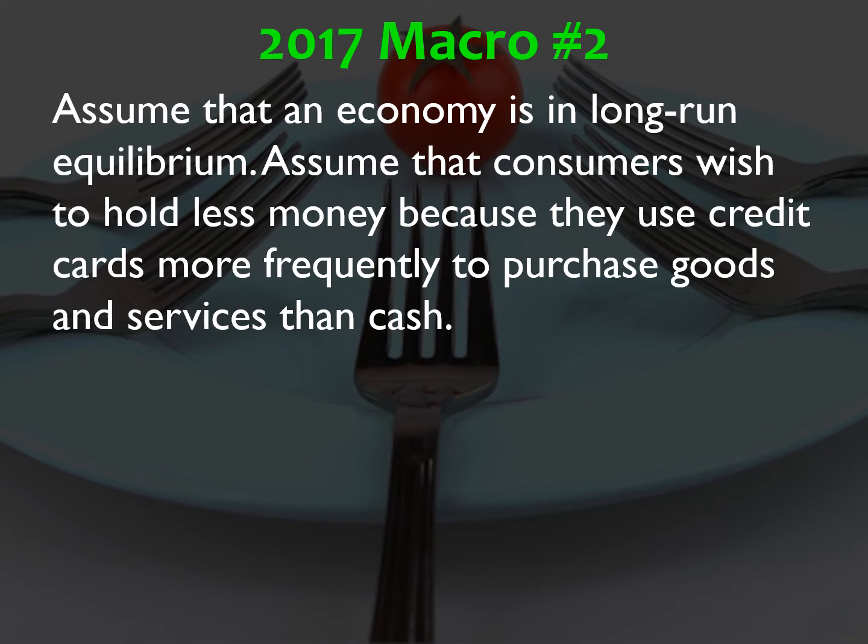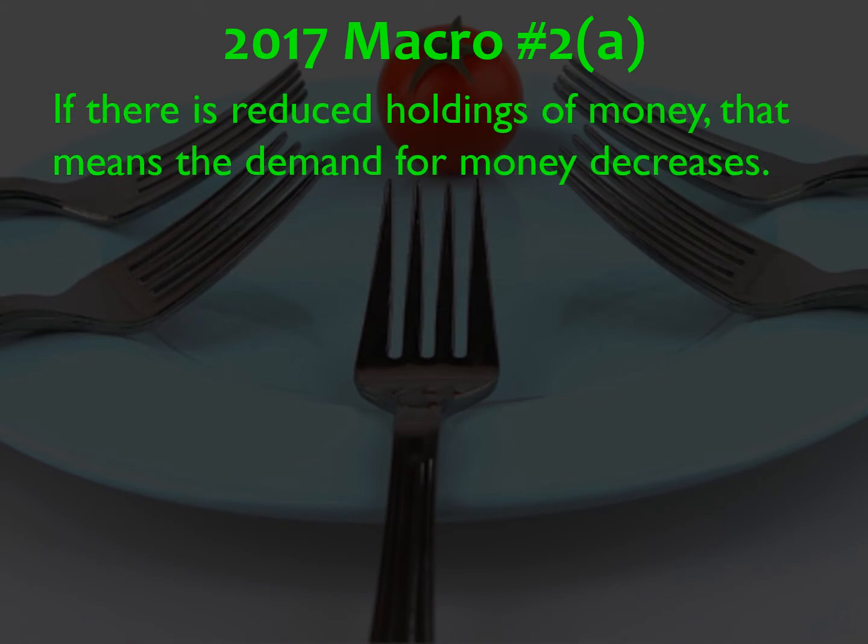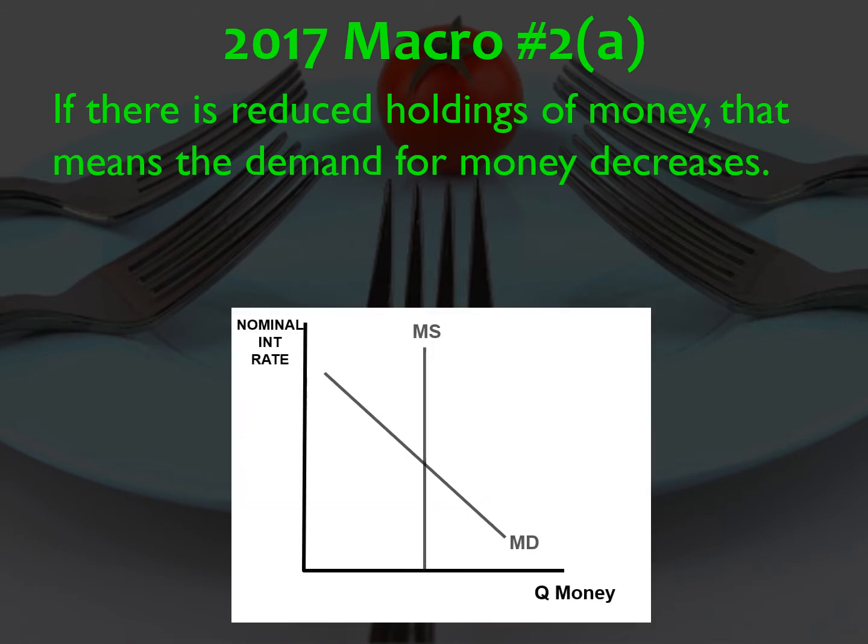A, draw a correctly labeled graph of the money market and show the effect of reduced holdings of money on the equilibrium nominal interest rate in the short run. So if there are reduced holdings of money, that's going to decrease the demand for money. So here is your money supply curve, money supply vertical, money demand downward sloping, and the y-axis is the nominal interest rate. Demand for cash is going to go down, which is going to lower the nominal interest rate.